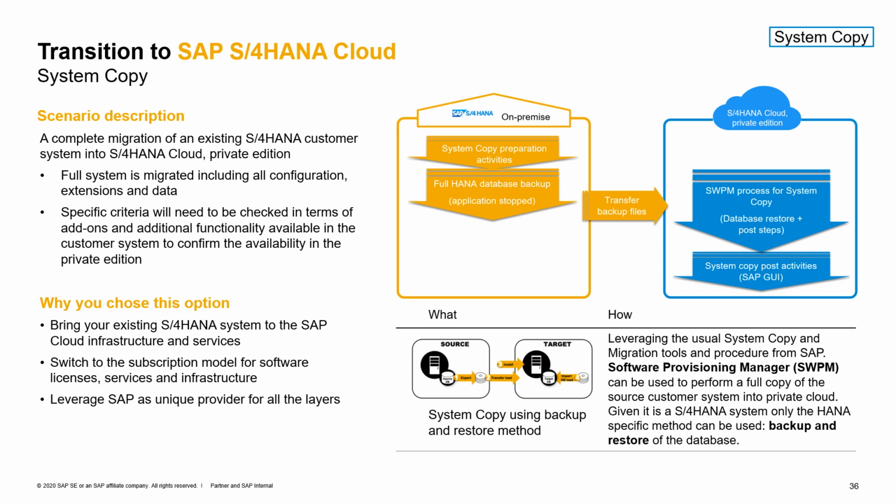Given the specific context of this copy and the migration required in between, you will use the backup and restore method that requires a full backup of the SAP HANA database in the source system that needs to take place offline, and then a subsequent restore of the same backup into the S4HANA Cloud Private Edition after the transfer of the backup files into the SAP Cloud.